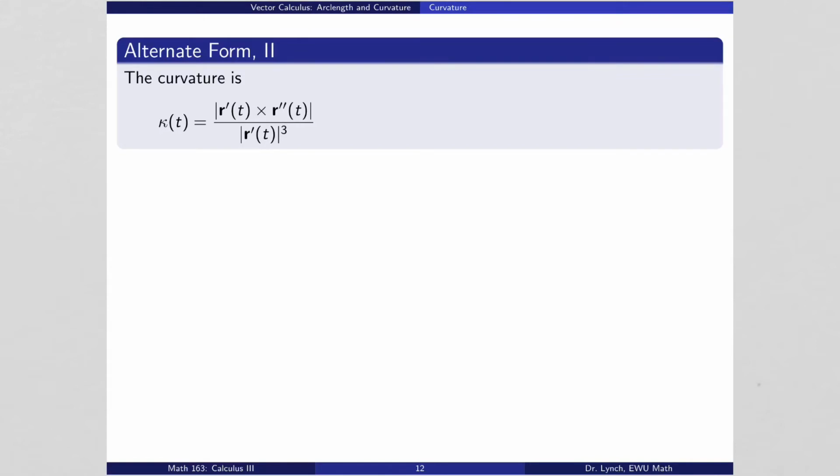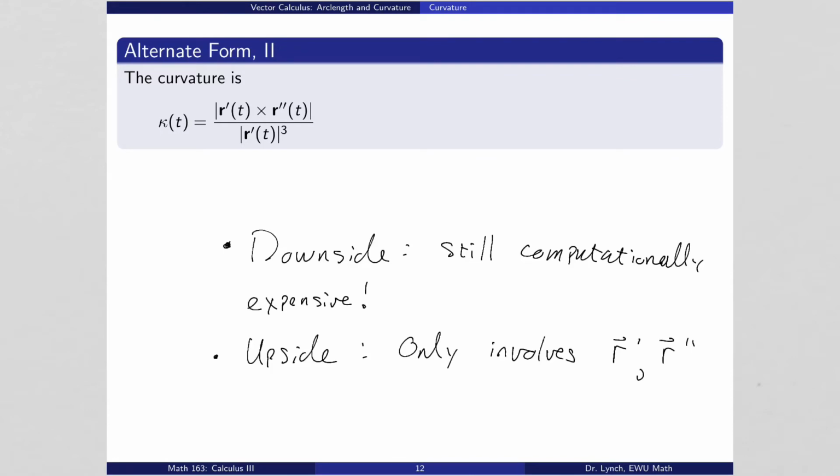Now this looks a little bit difficult too, and I won't lie, it takes some work. So that work it takes is a downside. It's still computationally expensive. The upside, of course, is that it only involves r prime and r double prime, so there's no computing quotients and taking their derivatives. I'll state this result without proof. If you want to go through the derivation of this expression for the curvature, I'll point you to the textbook. It's right in there. Kind of a neat derivation that depends on the fact that capital T is a unit vector.